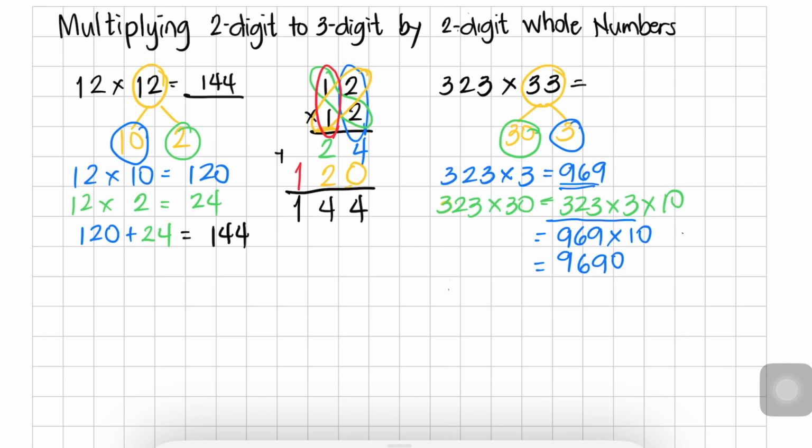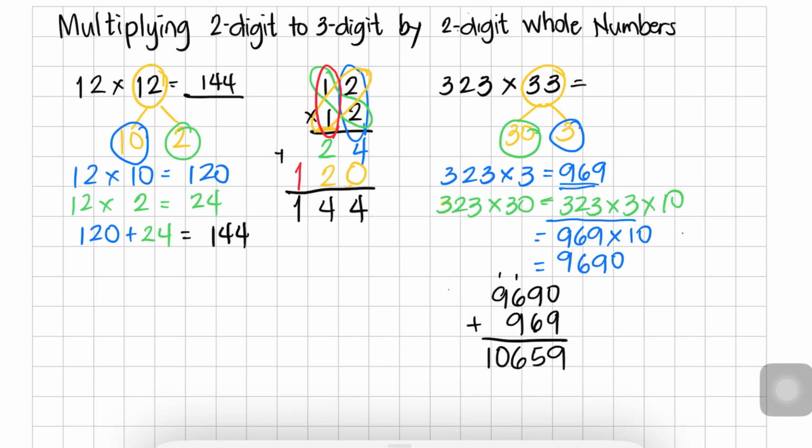9,690. Okay, but we don't stop there because we would have to add the partial products. So that would be 9,690 plus 969, which will give me 9. 9 plus 6 is 15, regroup 1. So 9 plus 1 plus 6 is 16, regroup 1, and 10. So that's 10,659. So the other way, of course, is with the use of vertical multiplication.